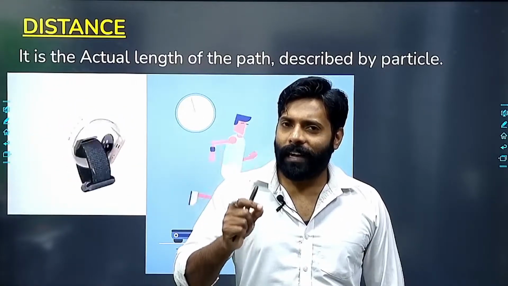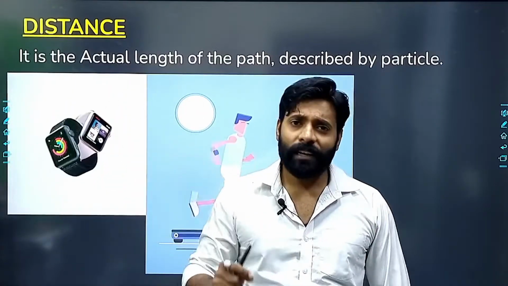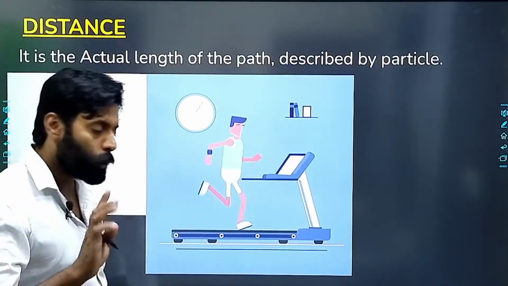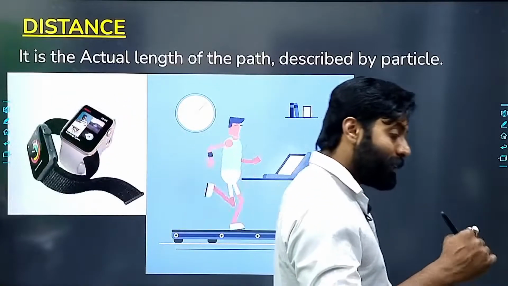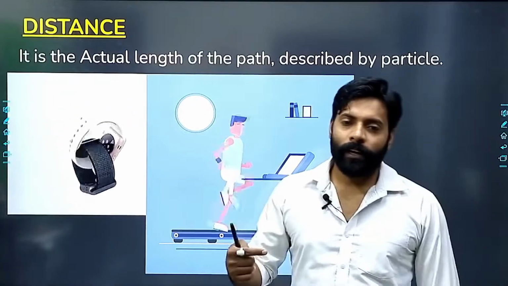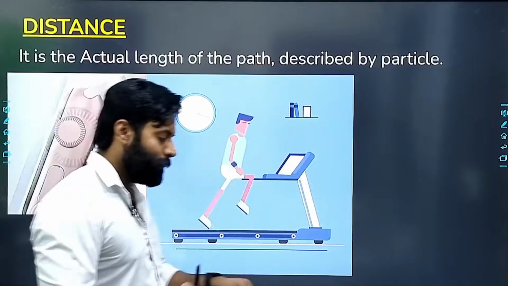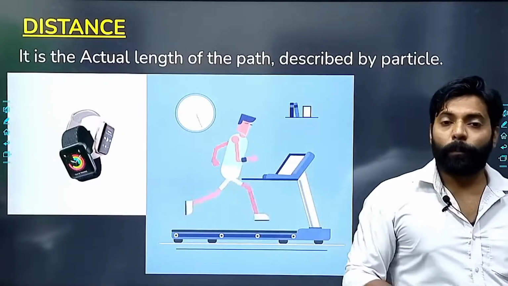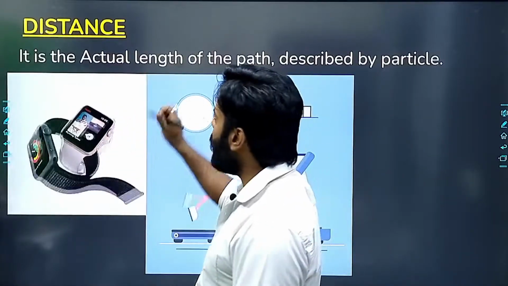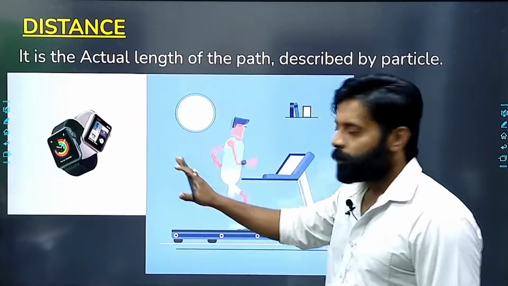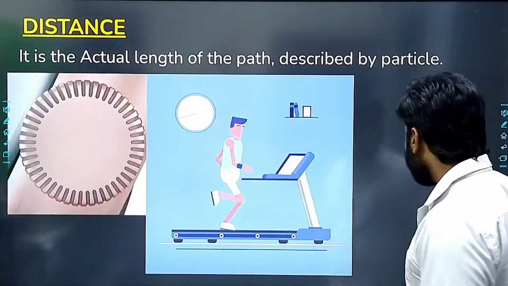Can you think about that? If I am moving backward, will it cancel my number of steps? No, it won't cancel my number of steps, it will only add on, right? If I am moving forward or backward, it will only add. So basically, when I am talking about the actual length traveled by the body, it is known as distance. Are you getting that?